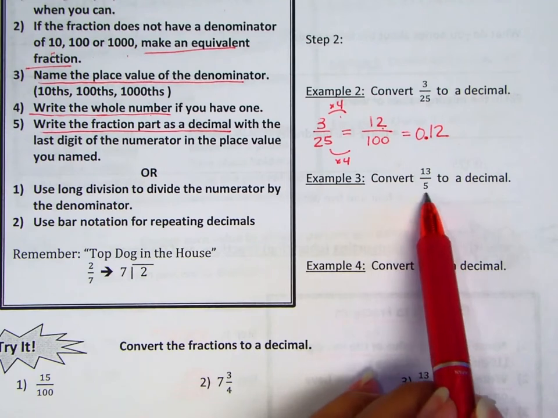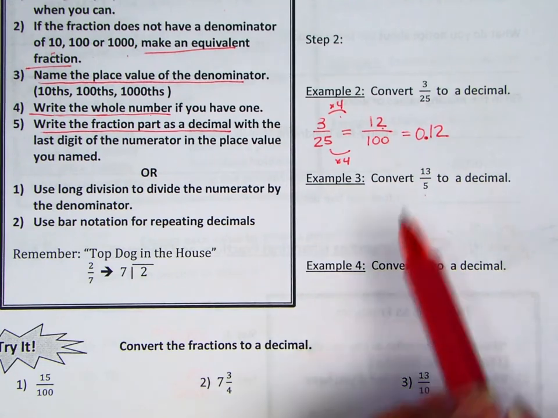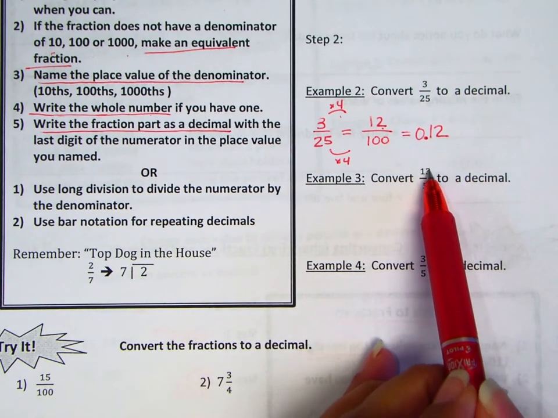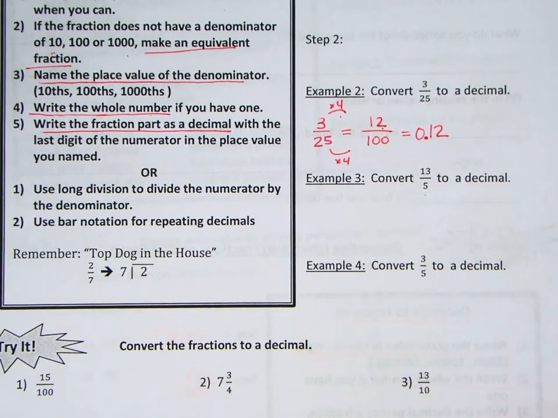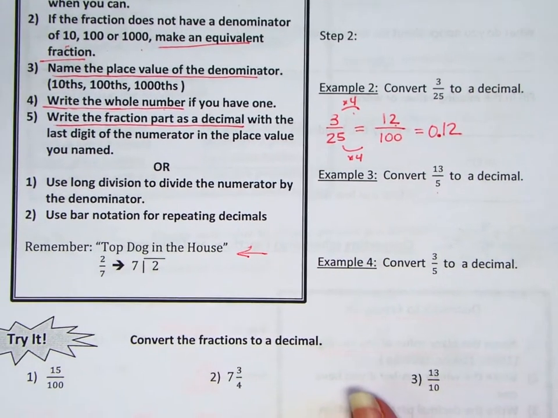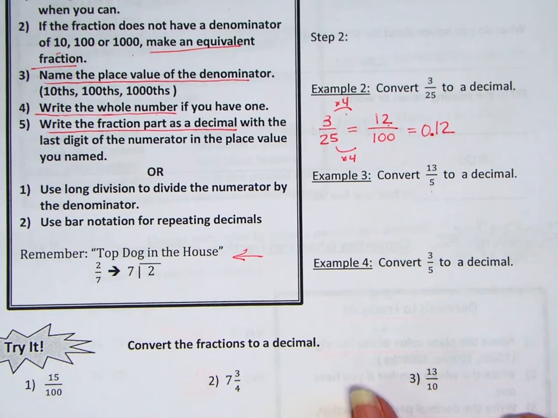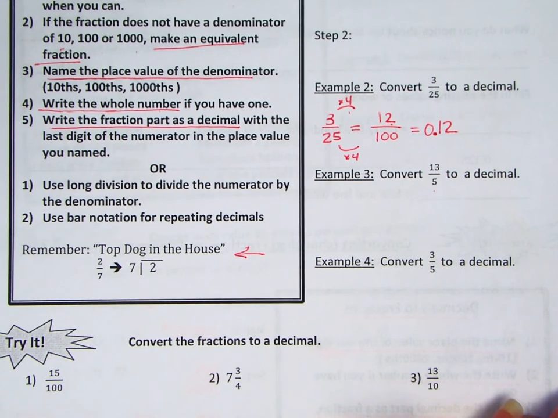We have 13/5. First thing we need to do is change that into a mixed number. Remember, fractions mean the numerator divided by the denominator, but it's hard to remember how we set that up as a long division problem. So I want you to look at this phrase right there, top dog in the house. That's a nice word phrase that helps you remember how to do long division. If you can remember top dog in the house, you'll remember how to set it up correctly.